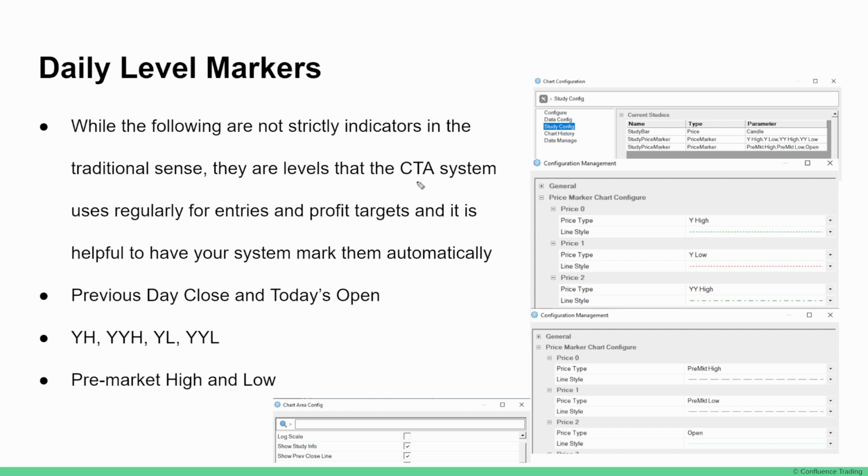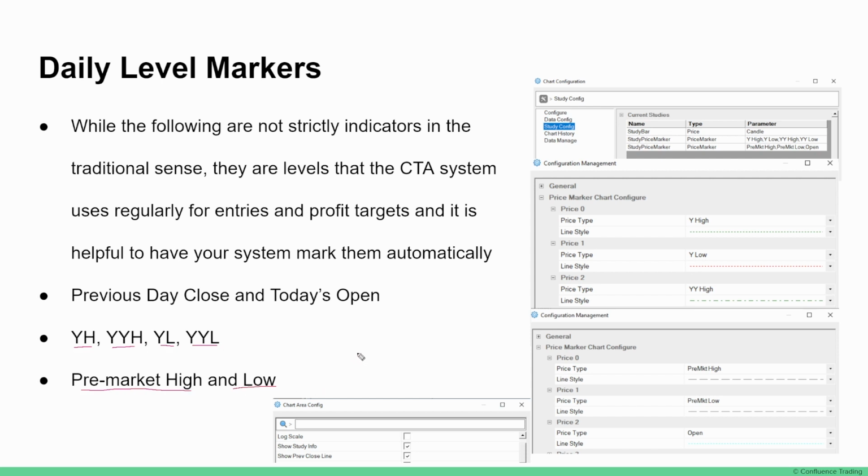So in my system and in a lot of systems, there are options in your chart configuration to mark important levels from the previous day. Some of the ones that I have marked on my chart are previous day close, today's open. I mark yesterday's high, the previous day's high, and the same levels for the lows. I'll also mark pre-market high and pre-market low.